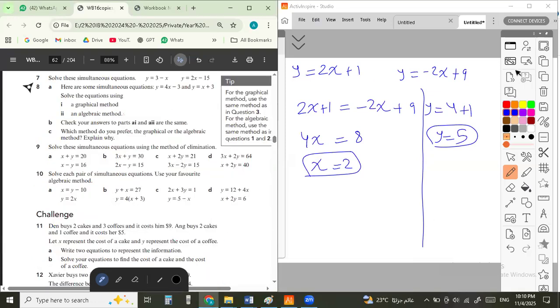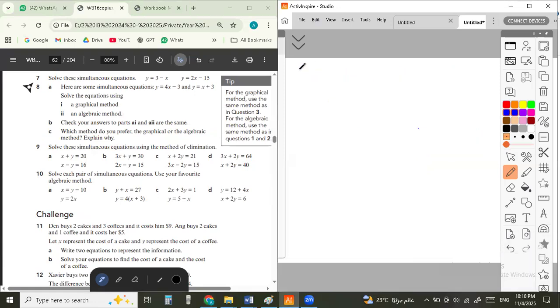Solve these simultaneous equations. Question 7 is saying to you y equals 3 minus x and y equals 2x minus 15. This means that 3 minus x is the same as 2x minus 15. Get the x's together. If you want to get the 2x to this side, no problem.